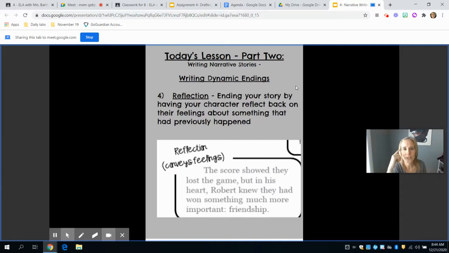A 4th way to do a dynamic ending to your story is to have a reflection. This is very common in stories or even in movies. So have your character reflect back on their feelings about something that previously happened in your story. I think that one might be the easiest one to do for a lot of you. You've probably seen it used the most.